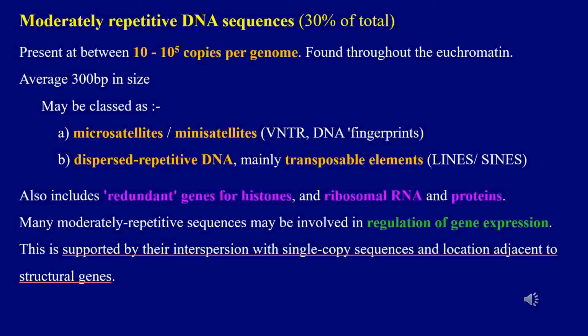They may be further classified as microsatellite or mini satellite, an example of which may be variable number tandem repeats, that is the VNTR, and the second group may be dispersed repetitive DNA, mainly transposable elements like LINEs, SINEs, etc., and also includes redundant genes for histones and ribosomal RNA and proteins also.